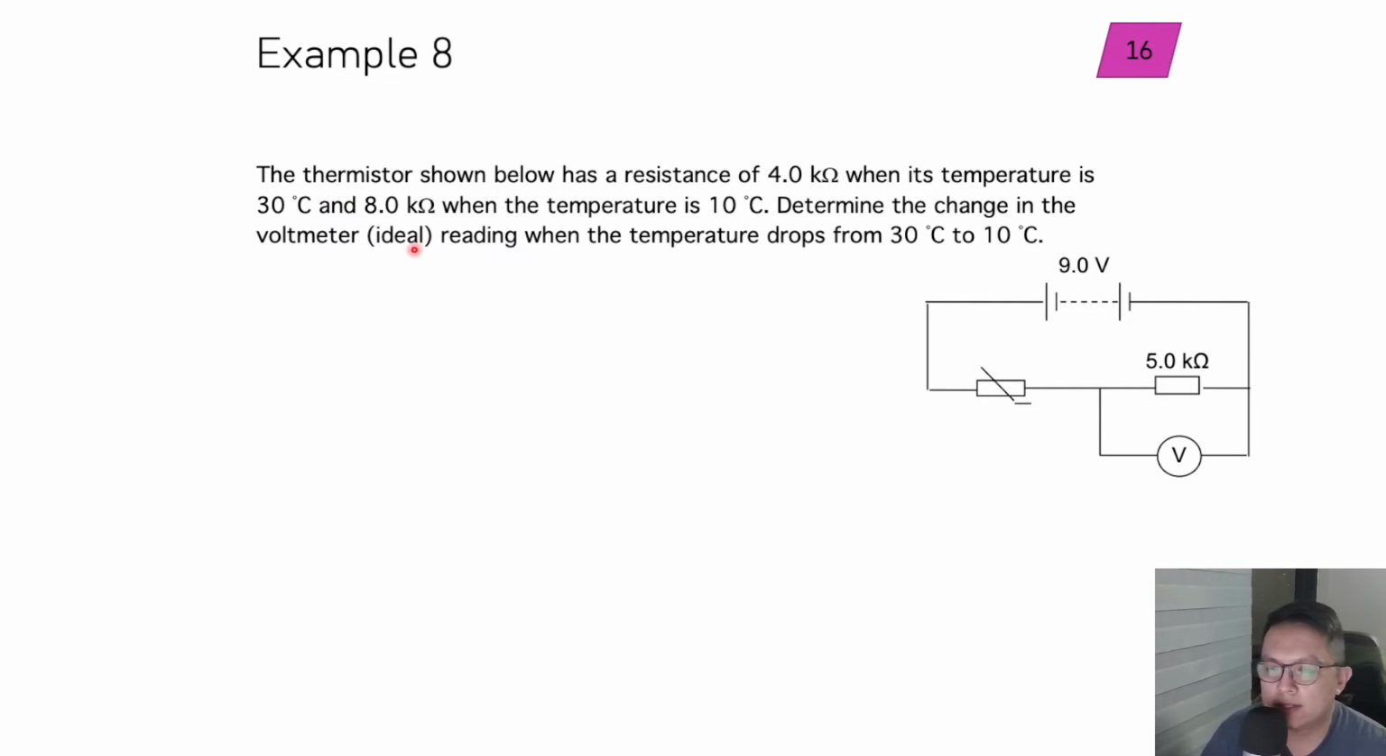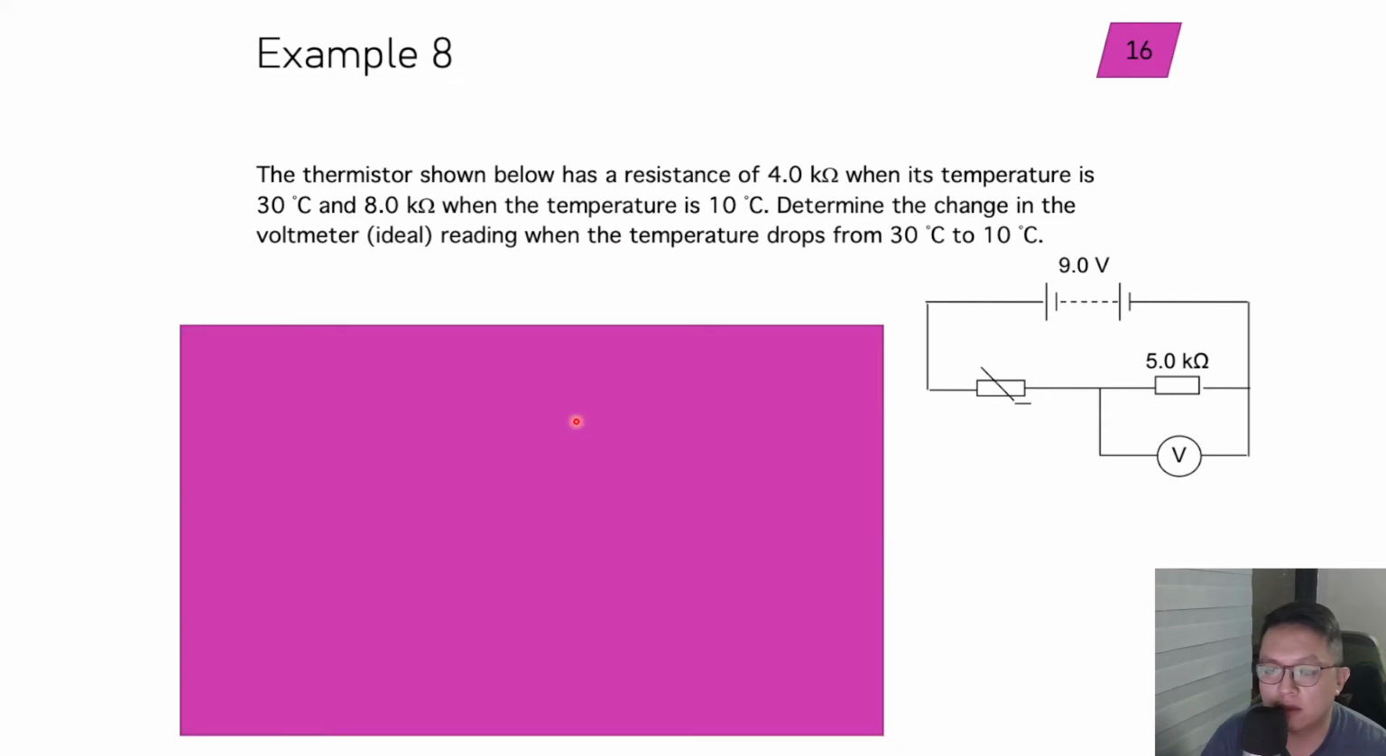Just to note, if we never tell anything about the voltmeter, you can just assume it to be ideal. So this voltmeter has infinite resistance, so no current will go through here. All right, so let's look at this one now. Again, the calculation is not too difficult. Let's just click pause.